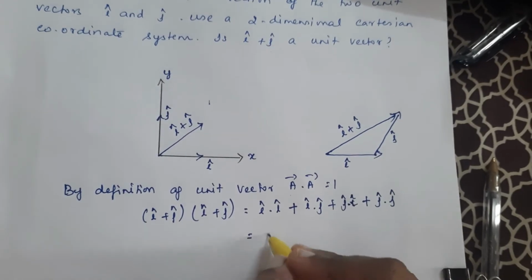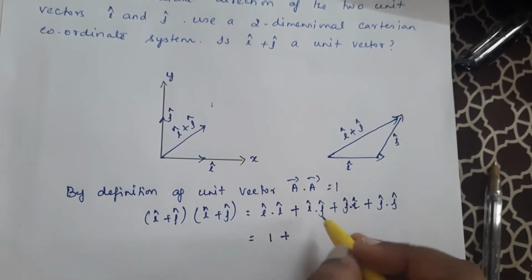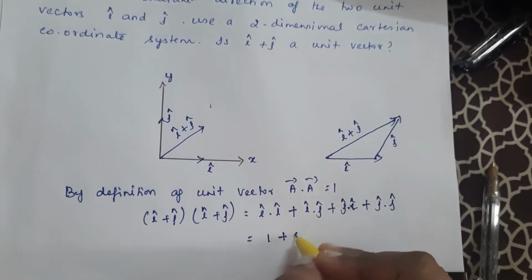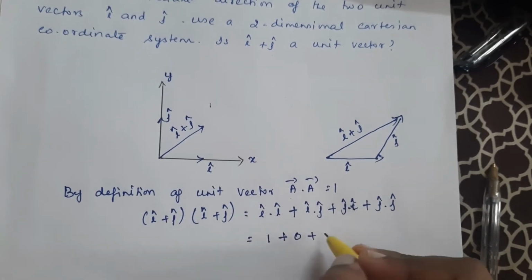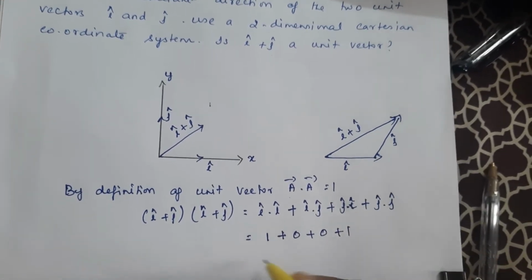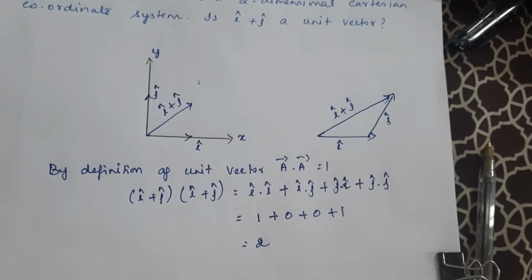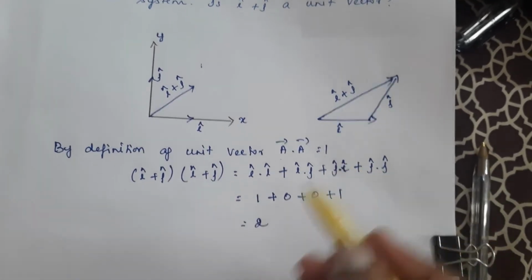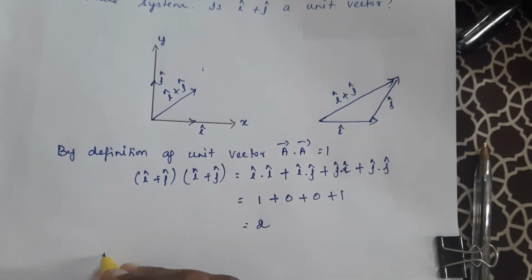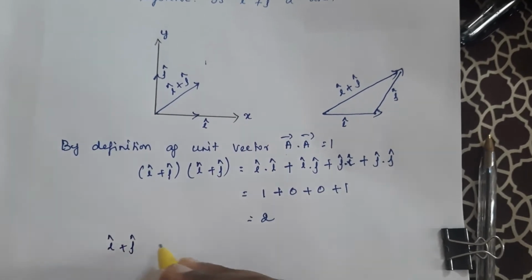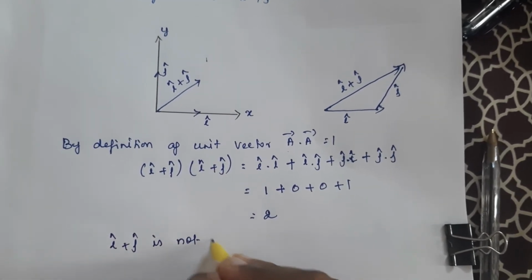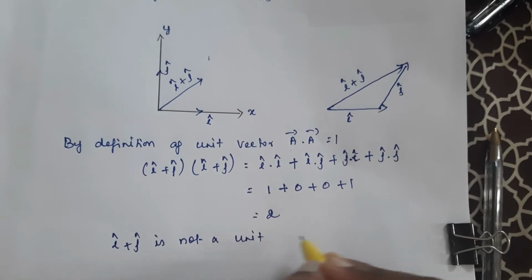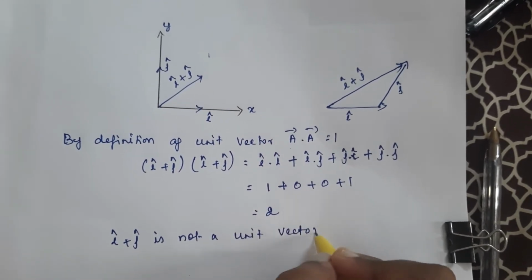What is i dot i? 1. Plus here i dot j is 0. Here j dot i is also 0. Here it is 1. So you are getting the answer as 2. But you should get 1. So we can write that i vector plus j vector is not a unit vector.